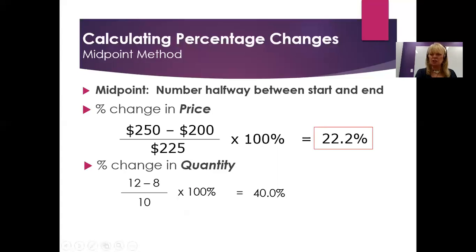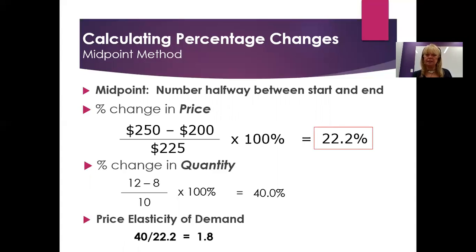So with those good stable percentage change numbers, we can easily calculate our price elasticity of demand. We're going to take our percentage change in quantity demanded, which is always going to be 40%, whether we're moving up the scale or down the scale, divided by our percentage change in price, which is always going to be 22.2%, whether the price is going up or down, and we're going to get an elasticity of 1.8. Always 1.8.